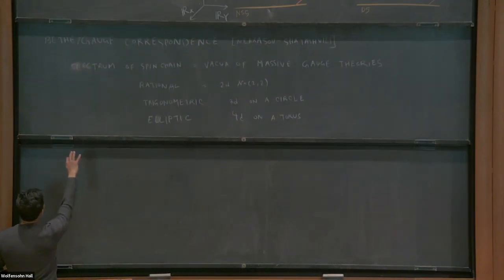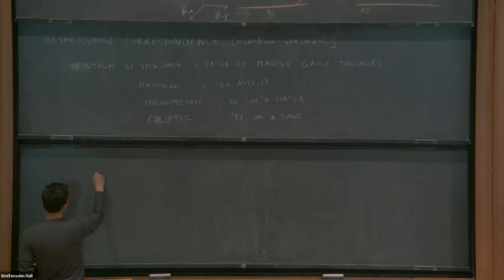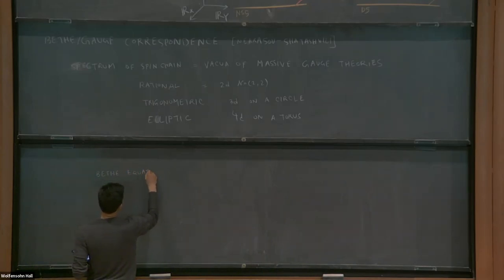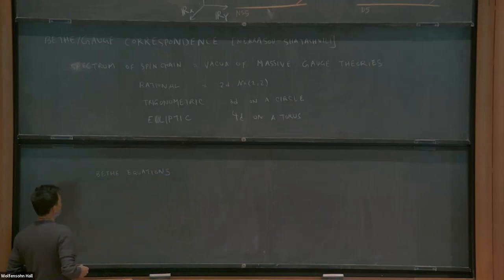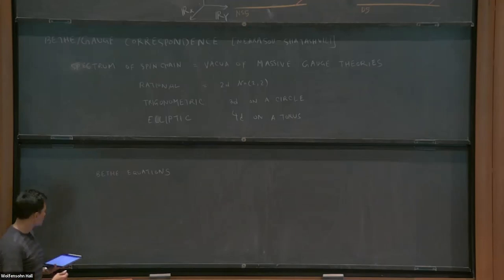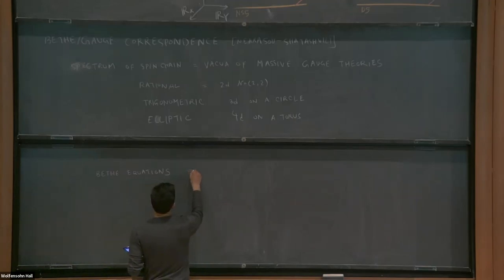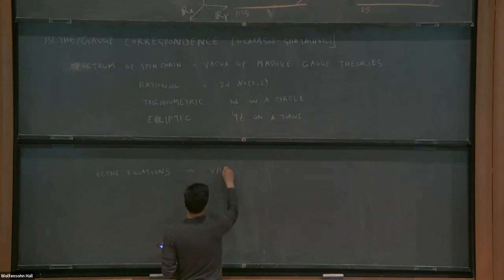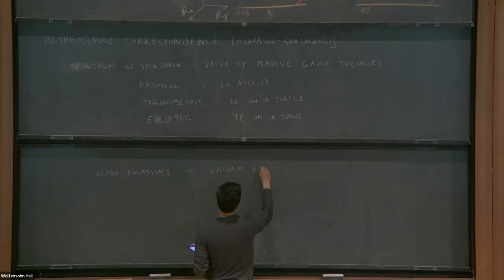Now, to be a bit more precise, the spectrum of a spin chain we can find by solving certain algebraic equations called the Bethe equations. And the solutions of these equations parameterize a set of states, basis vectors of the spin chain that are simultaneous eigenvectors for the conserved charges. And so one way to state this correspondence is that the Bethe equations coincide with the vacuum equations for these gauge theories.